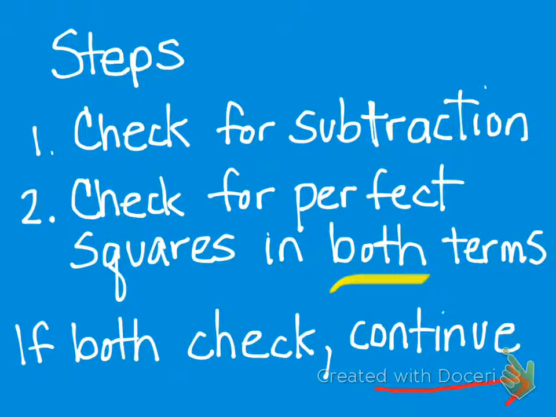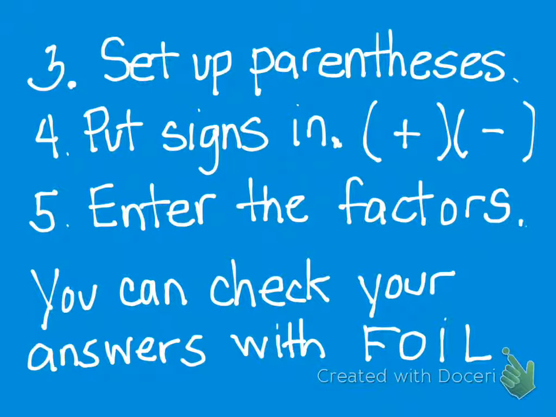The steps for doing the difference of two perfect squares is first we want to check and make sure that there's a subtraction sign between the two terms. Then we want to check and make sure that both of the terms are perfect squares. If both of these check, then you can continue to factor the problem. The first thing that you will do is set up your parentheses. Put in your signs, 1 plus and 1 minus, and then you will enter the factors of the perfect squares. You can check your answers with FOIL.